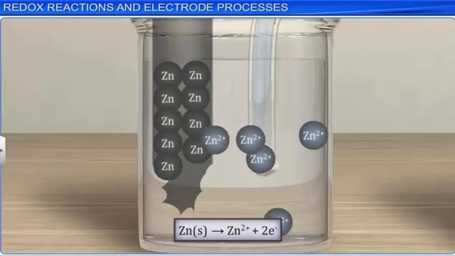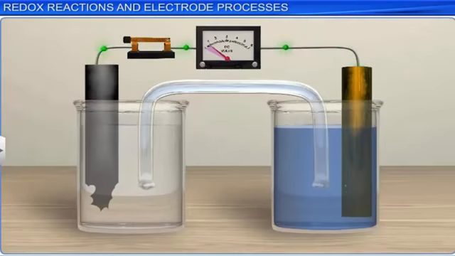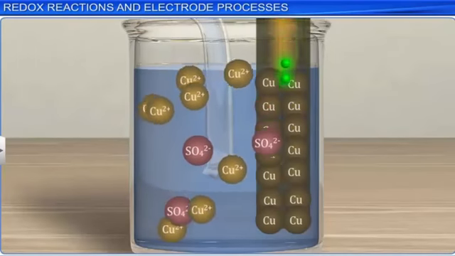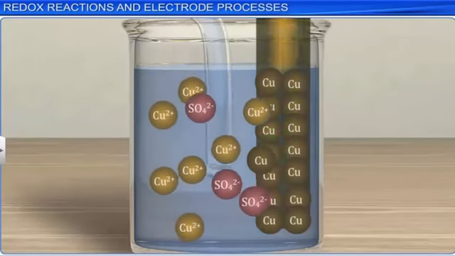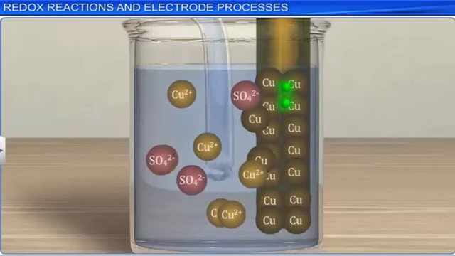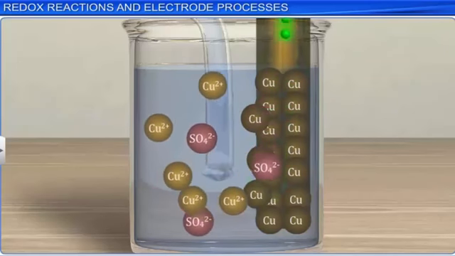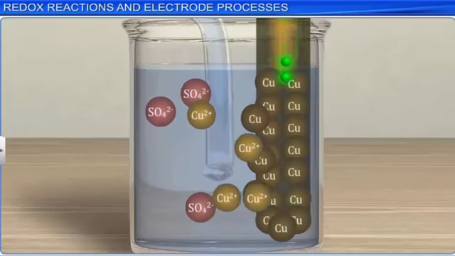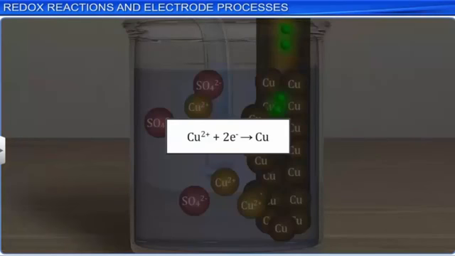The electrons move through the voltmeter wire and reach the copper rod. When the electrons lost by zinc reach the copper rod, they combine with the copper 2 plus ions to form neutral copper atoms, which get deposited on the copper rod. The equation for this reaction can be expressed as copper 2 plus ions gain 2 electrons and form copper metal.